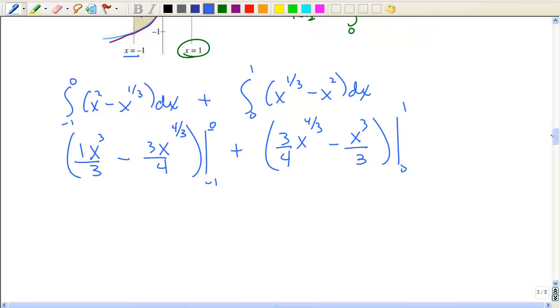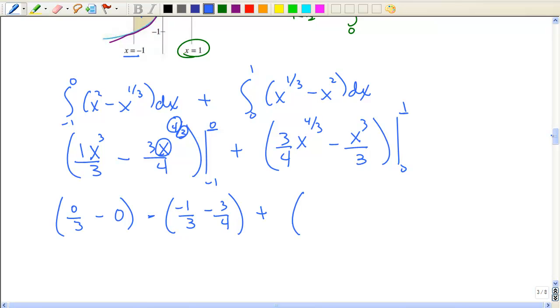Alright, so as we plug in our limits of 0, we're going to have 0 over 3 minus 0, so that's all 0. Minus, let's plug in a negative 1. Negative 1 cubed is negative 1. Alright, this is negative 1. The cube root of negative 1 is negative 1, but raised to the 4th power is positive 1. And then doing the other math, that's going to give us negative 3/4.